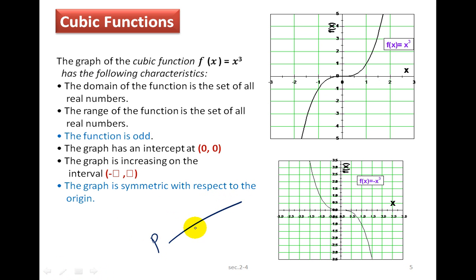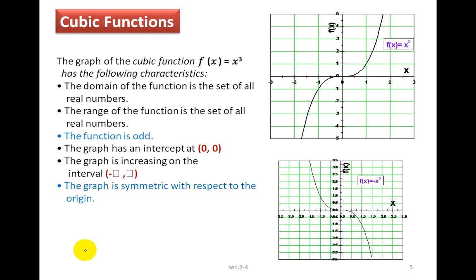Now we'll be talking about cubic functions. This is the general form, or the general curve, for the cubic function. This curve here is for f of x equals x cubed. Let's talk about the range and the domain. First, the domain is the positive and negative x-axis, so it's the real numbers. The range is the same, positive and negative y-axis. Again, it's the real numbers.